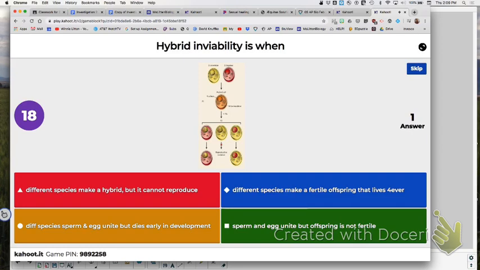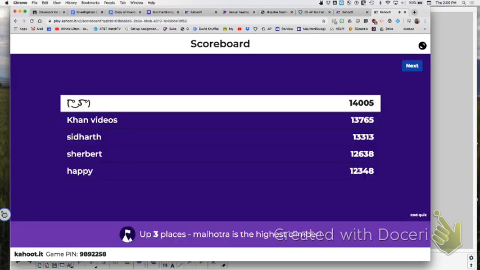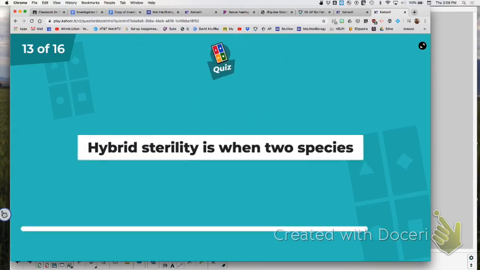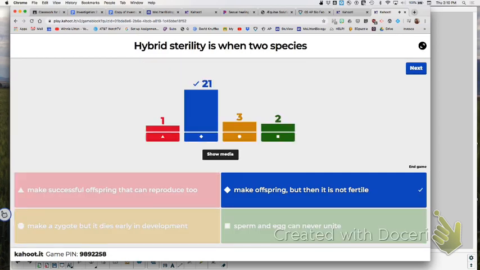Hybrid inviability is when, wait, I got it wrong. Lenny, I got it wrong. No. No. I'm still on the podium. Oh, are you on the podium? Okay. Lenny Face is Lenny Face. That's not any of you in here, right? That's me. Oh, it is you? Wait, I thought you said you. Jacques, one of my students is Lenny Face. All right.